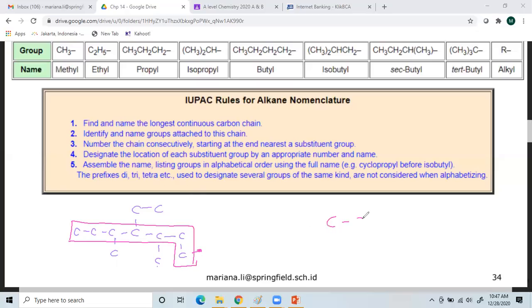So let's say if you have this, 1, 2, 3, 4, 5, 6. Let's say like this. You should choose this as the longest chain.